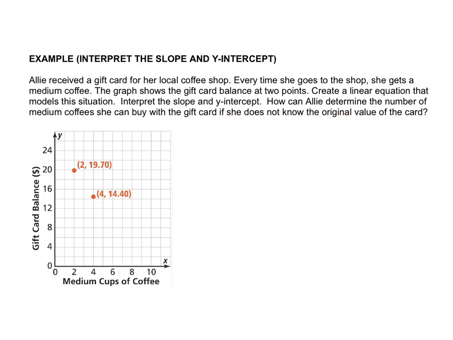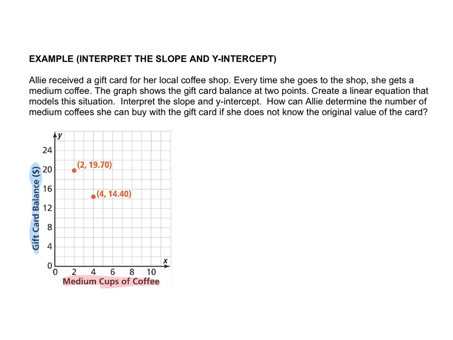So the first thing I want to do is create a linear equation that models the situation. We're going to need a calculator for this because I have these 2 points. I have (2, $19.70) and (4, $14.40). It's important that we label our axes. The x means medium cups of coffee. The y means the gift card balance in dollars.